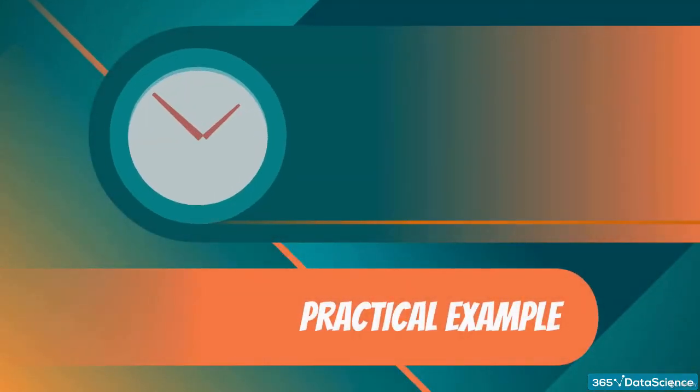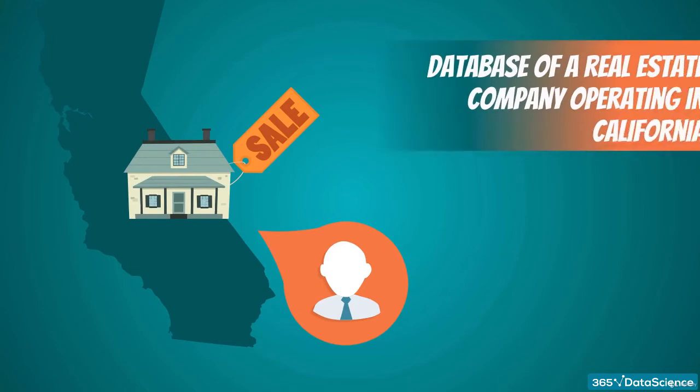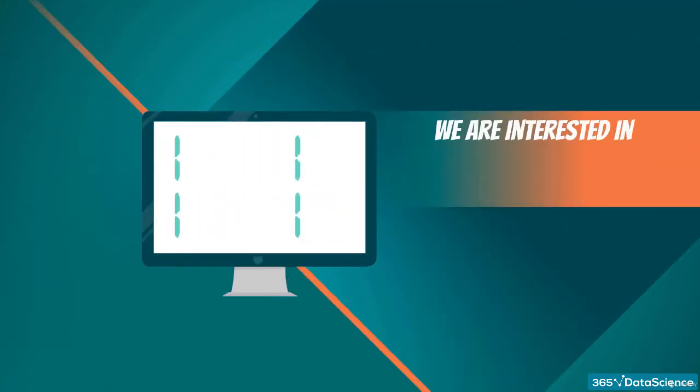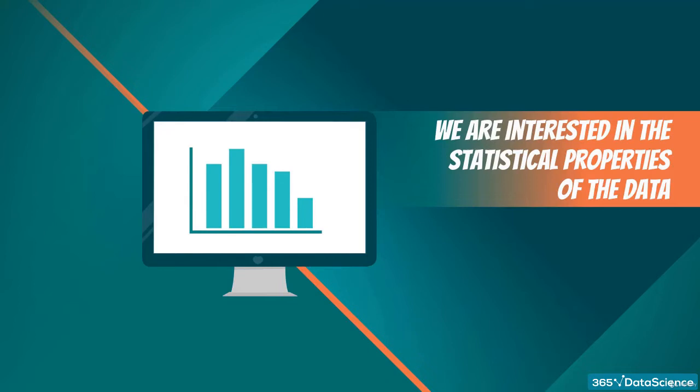Finally! It's time for the practical example we've been talking about. In this lesson, we will see an actual database of a real estate company operating in California. All right, we are interested in the statistical properties of the data. That is why we have reordered the database and cherry-picked variables and then imported these in a spreadsheet.